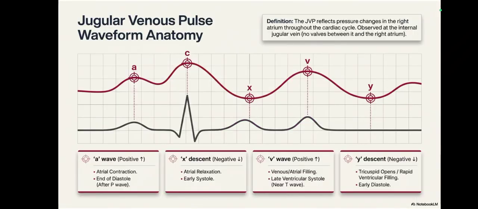Let's begin with the jugular venous pulse, or JVP. It is defined as a reflection of the pressure changes in the right atrium throughout the cardiac cycle. Clinically, we observe this at the internal jugular vein because there are no valves between it and the right atrium, allowing us to estimate right atrial pressure.